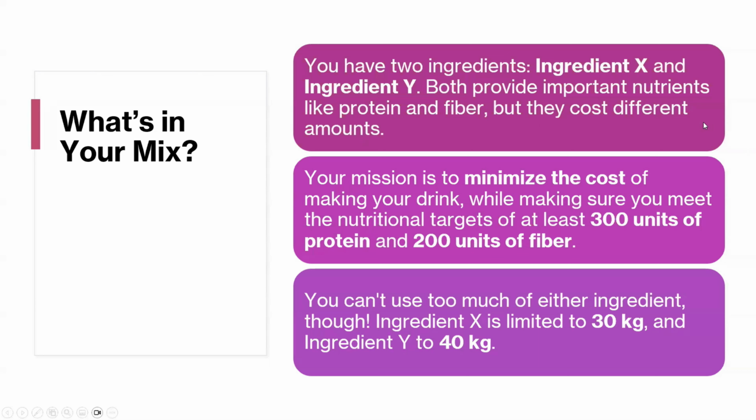You have two ingredients, ingredient X and ingredient Y. Both provide important nutrients like protein and fiber, but they cost different amounts. Your mission is to minimize the cost of making your drink while making sure you meet the nutritional targets of at least 300 units of protein and 200 units of fiber. You can't use too much of either ingredient though. Ingredient X is limited to 30 kg and ingredient Y to 40 kg.